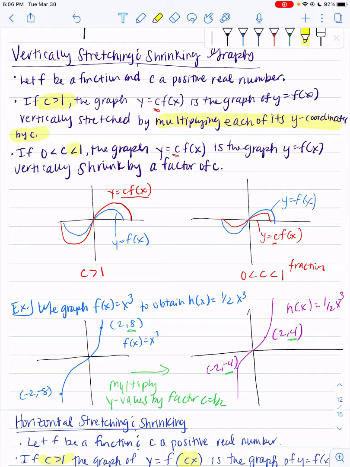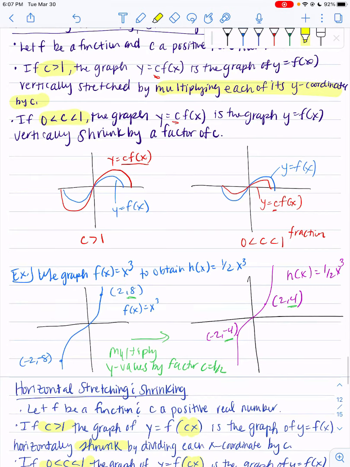If c is between 0 and 1, so what does that mean? That means it's going to be a fraction, right? It's between 0 and 1. The graph of y equals c f of x is the graph of y equals f of x vertically shrunk by a factor of c.